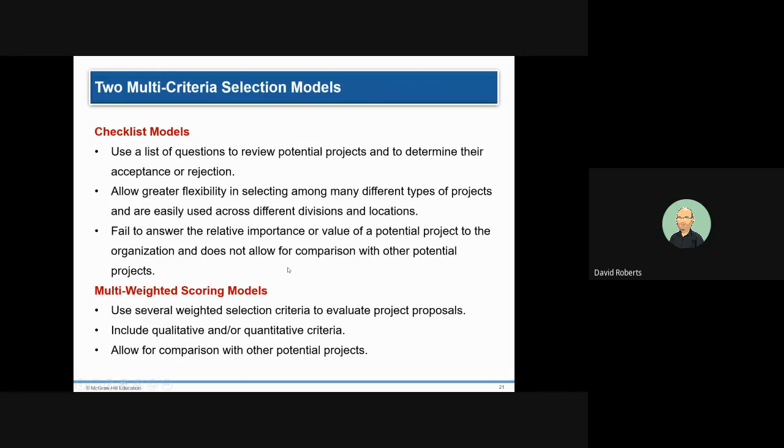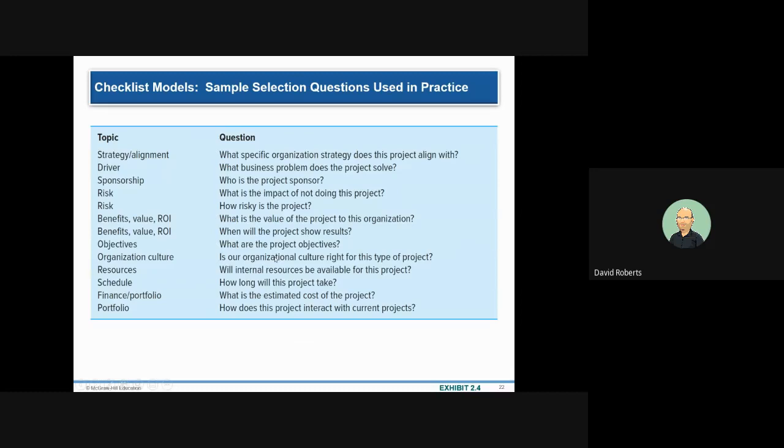Go through your checklists, your weighted scoring. So a checklist is very simple. Everything is created equal, and weighted scoring is exactly what we'll see in a moment. Here are some examples of questions that you have. Does this support the organization and is it aligned? Does it solve the business problem? Who's sponsoring it? What's the risk of doing it? What's the risk of not doing it? On and on. There are all kinds of criteria.